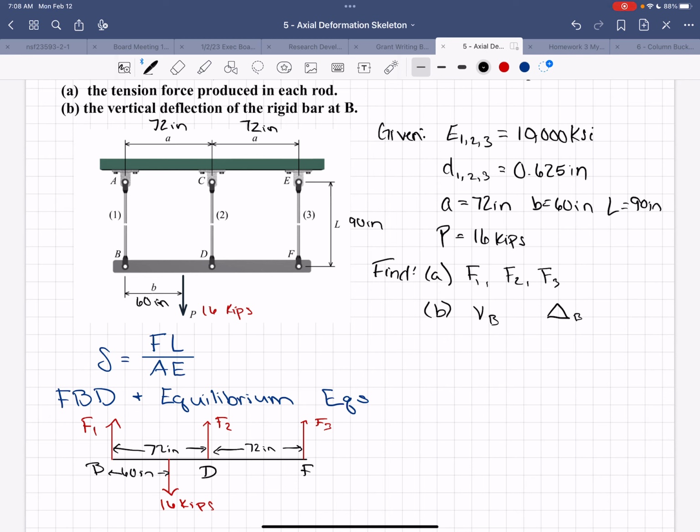So what equilibrium equations do we have? We have three unknowns. The sum of the forces in the x doesn't do anything for us. So we have two. We can sum the forces in the y.